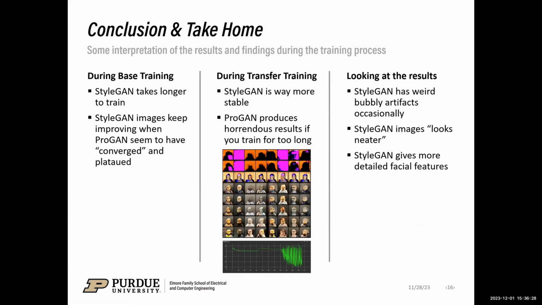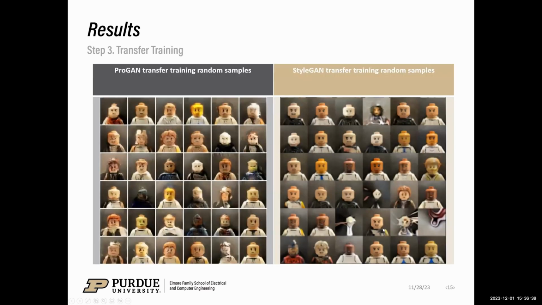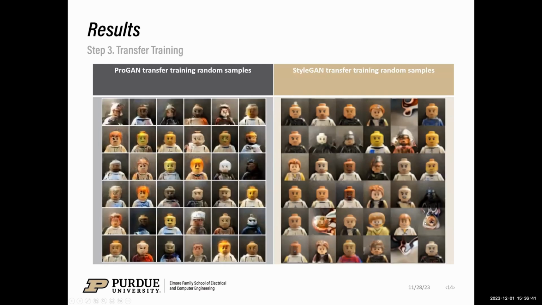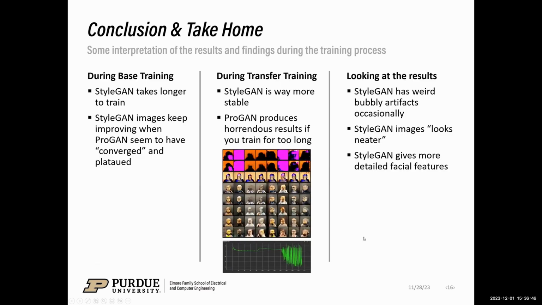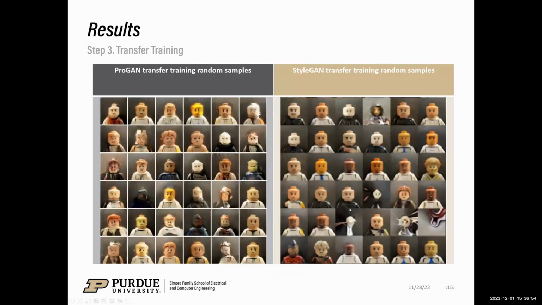Yeah. So you mentioned that there are some bubbly artifacts when using StyleGAN. Yes. Well, then why would you claim that StyleGAN is more stable compared to ProGAN? It is more stable in terms of the training. So the training loss is a lot more stable. The whole training process is a lot more stable. But in terms of the output, you could say the ProGAN output is more consistent.